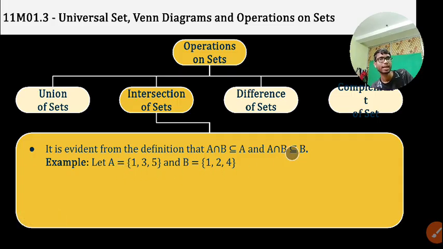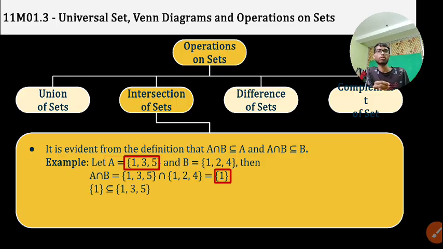Now next, A intersection B is how much? 1. Now we are saying 1 is a subset of this. Yes, it is a subset. This is what we saw here. We are saying the intersection would be a subset of one set and of the second set. This is what we are saying with the evident. Now can we move towards this slide? Okay, we are clear with this.